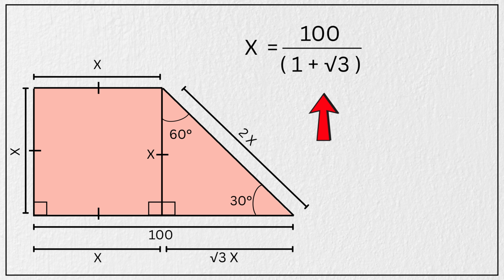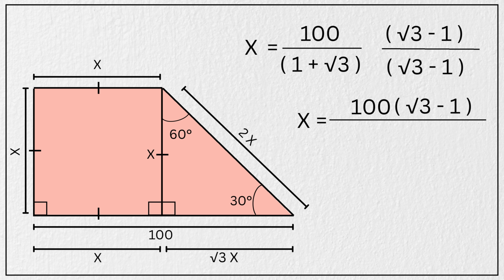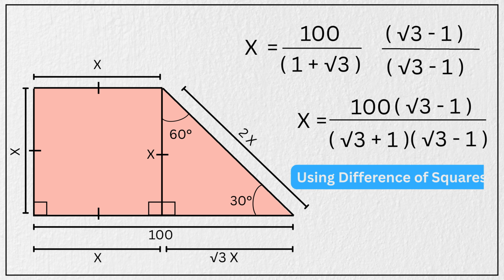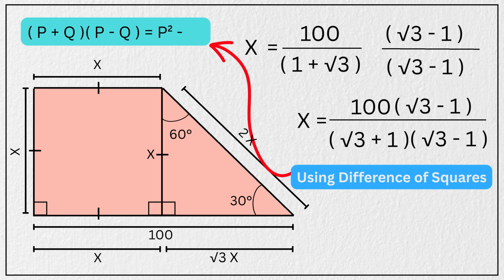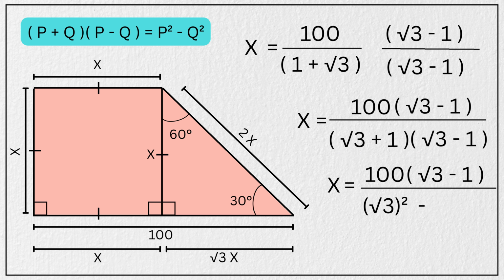Now to simplify this, we will rationalize the denominator by multiplying both the numerator and denominator by the quantity square root of 3 minus 1. So that gives us x equals 100 times the quantity square root of 3 minus 1 divided by the quantity square root of 3 plus 1 times square root of 3 minus 1. Now using the algebraic identity difference of squares, that is, the quantity p plus q times the quantity p minus q is equal to p squared minus q squared, we have the denominator as square root of 3 squared minus 1 squared, which is 3 minus 1, or 2. So dividing the expression by 2, we get x equals 50 times the quantity square root of 3 minus 1.